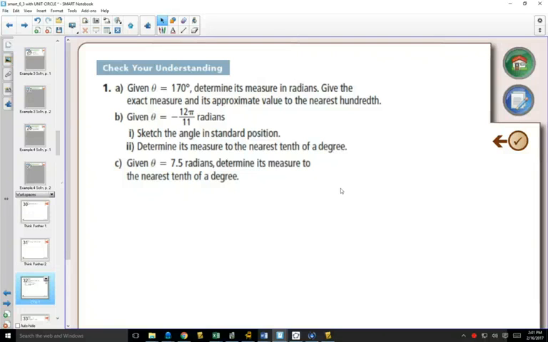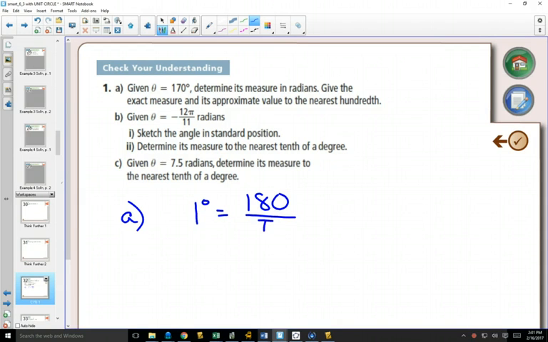Okay, so for this one, given theta is 170 degrees, we want to figure out what that is in radians. Well, we can use the fact that 1 degree is 180 over pi radians to help us figure this out. No, sorry, that's not right. I wrote the wrong one. We can use the fact that 1 degree is pi over 180 radians to help us figure this out.